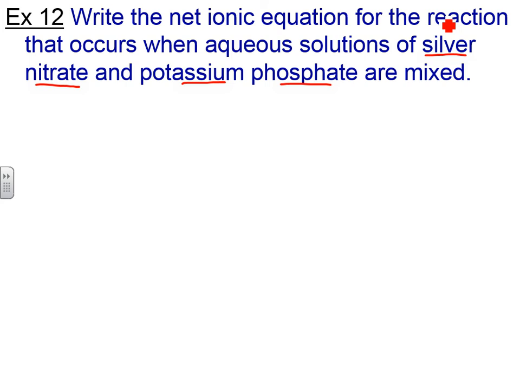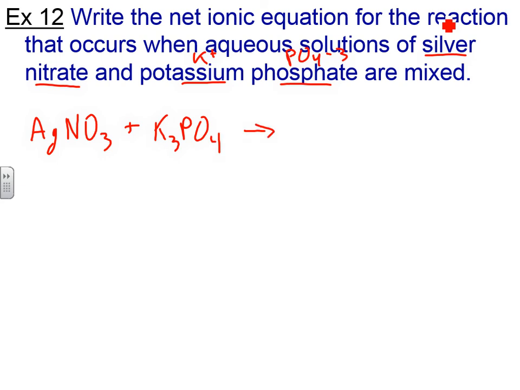The full molecular equation shows silver nitrate. Remember, silver nitrate, AgNO3. Potassium phosphate. Phosphate has a -3 charge. It's PO4 -3. And potassium has a +1 charge, so you need 3 potassium, so K3PO4. And then we'll show these two reacting. Now, this is a double replacement reaction, so now potassium teams up with nitrate.